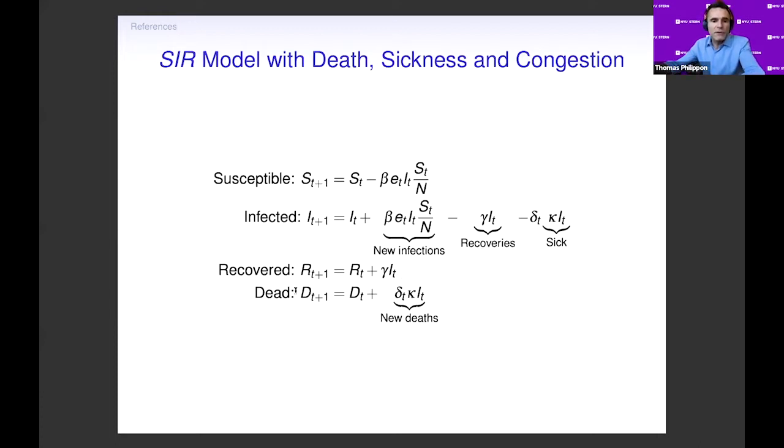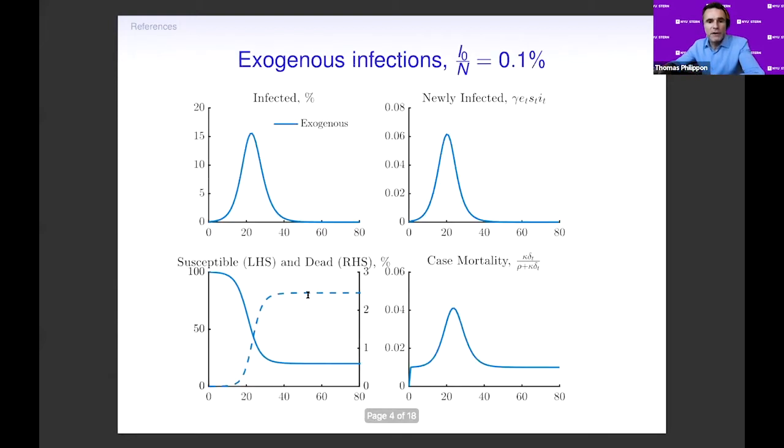Okay, and then recovered and number of dead, of course, they just cumulate these functions, right? So that's the basic model. So from this model, you get this kind of impulse responses.